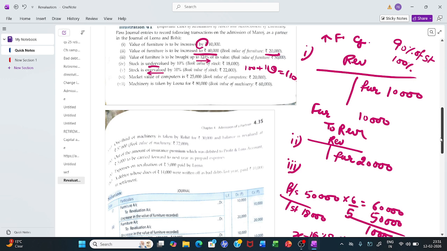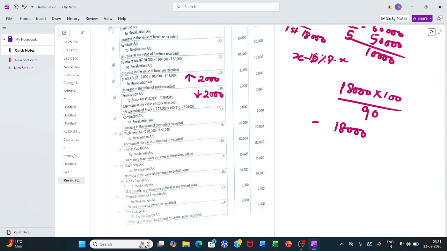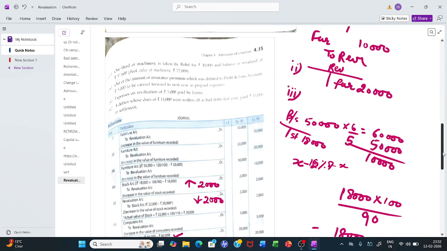Next, machinery taken over by partner at 80,000. Book value is 60,000. So there's an increase of 20,000 which goes to reval. Now what is the entry for machine taken over by partner? Partner's capital debit to machinery account. Machinery is decreasing, someone is taking over. Partner's capital is decreasing. His stake in the business is decreasing because he will not get that much cash. He or she has taken that much of machine. But don't forget to show the change in value. That still has significance. It has increased by 20,000 rupees. It needs to be mentioned in the books.